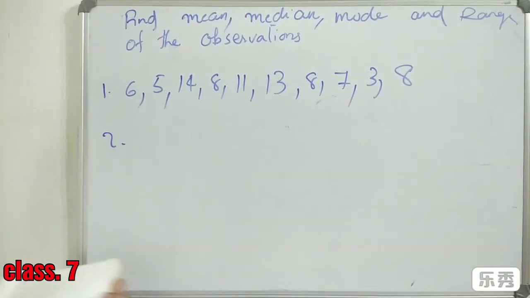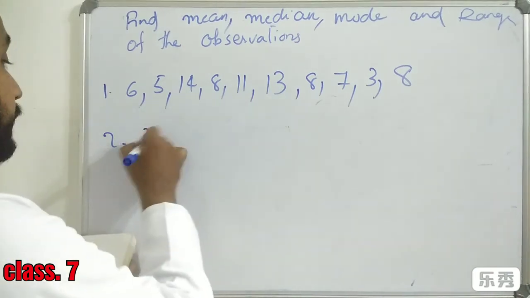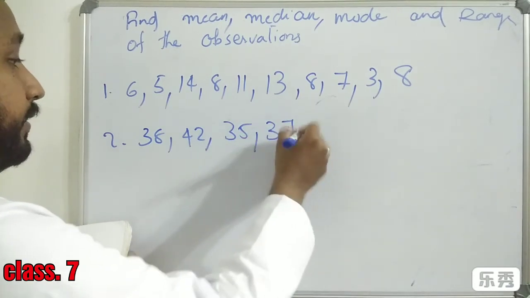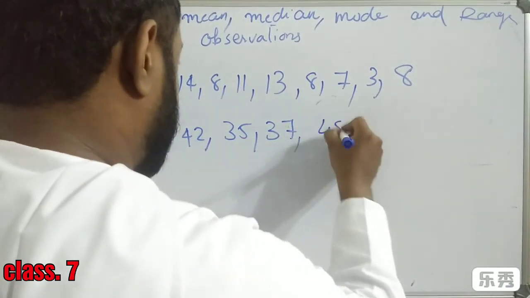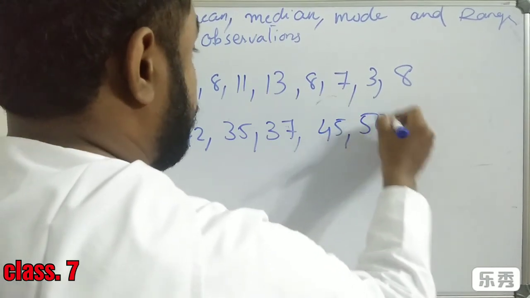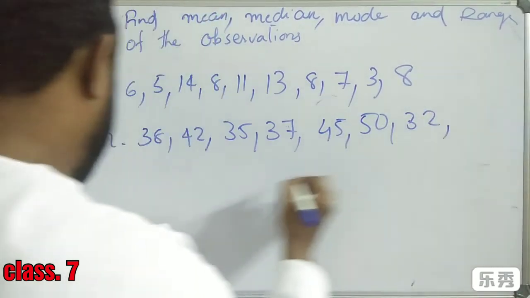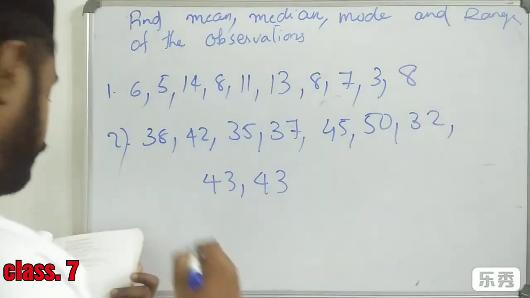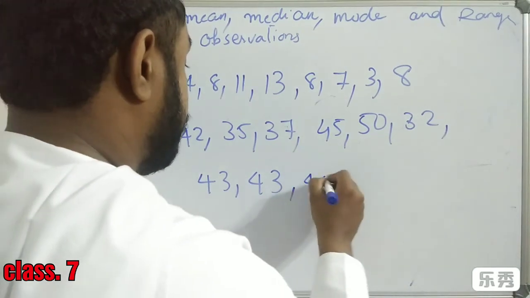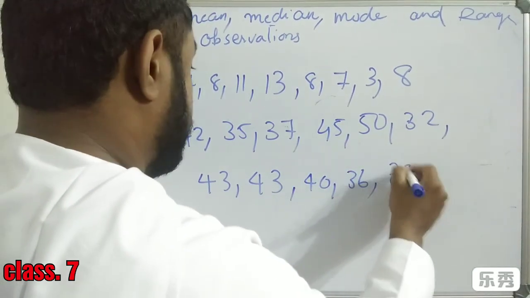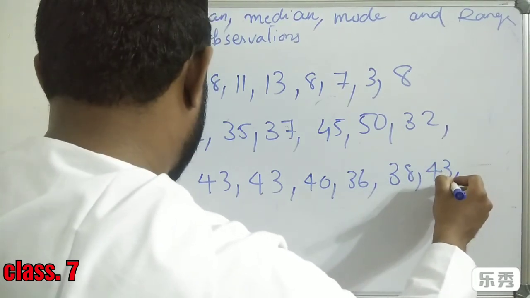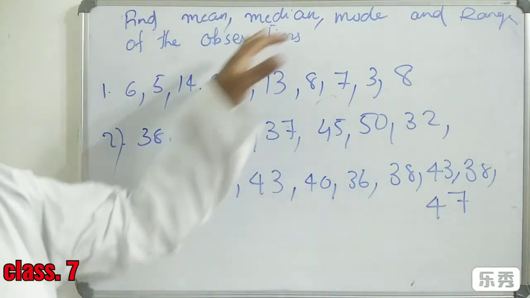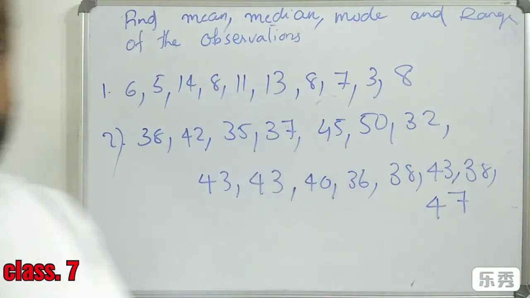Okay. Second one: 38, 42, 35, 37, 45, 50, 32, 43, 43, 40, 36, 38, 43, 38, 40. You have to find the mean, median, mode and range of these two questions.